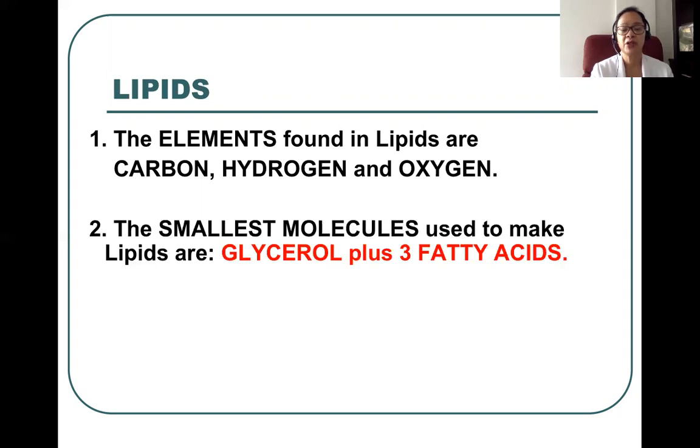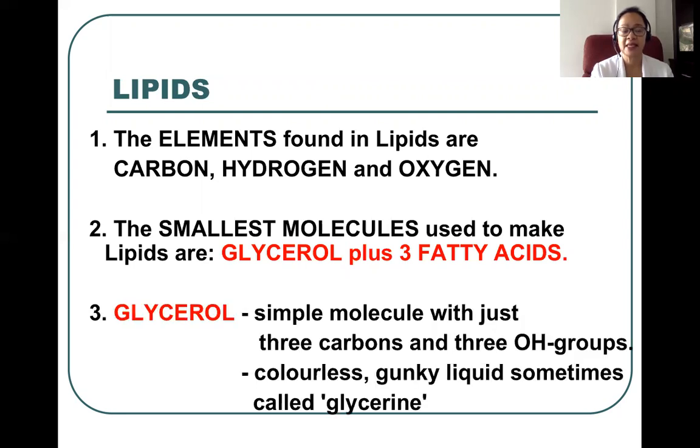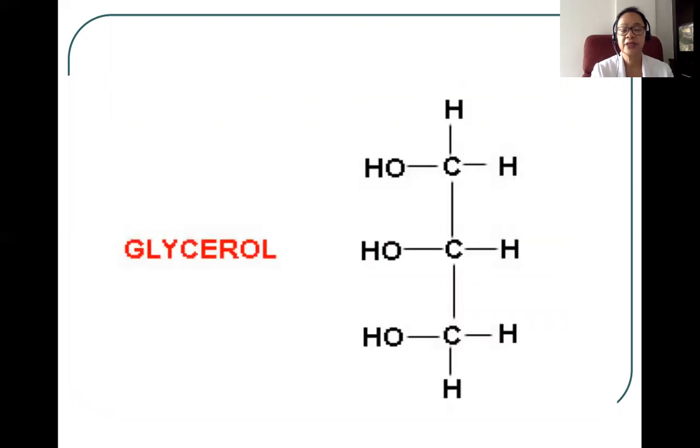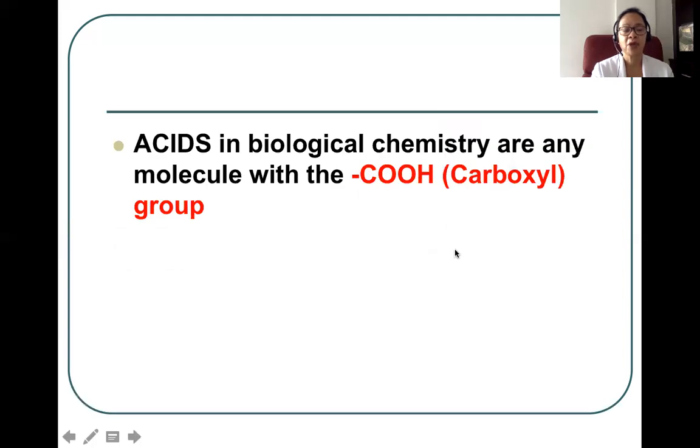And the smallest molecules used to make lipids are your glycerol plus 3 fatty acids. And this glycerol is a colorless, gunky liquid, sometimes called glycerin. So this is your glycerol. If you notice, you have the three major elements and it has 3 carbons in it.